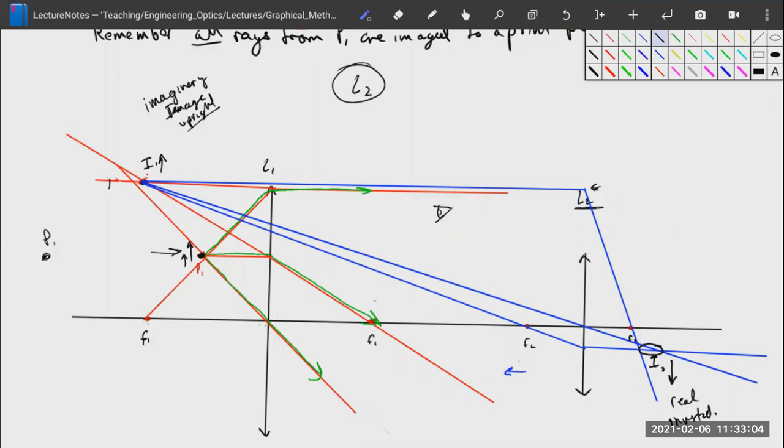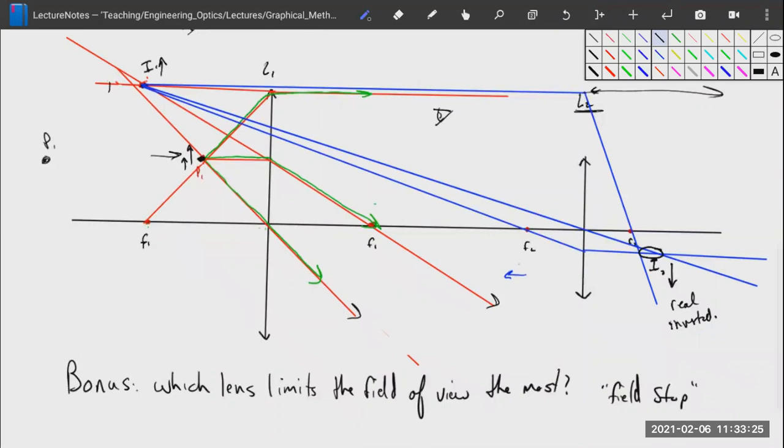And it's not a terribly efficient optical system. It catches a lot of light rays from the first point source, but most of those do not hit our second lens, and so most of them do not get focused onto our I2. They just pass harmlessly into nothingness, right? So now that we know where our images are, though, we can start answering our bonus question. Which lens limits the field of view the most?